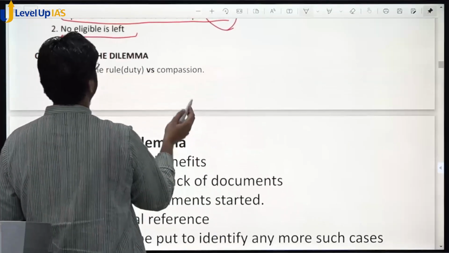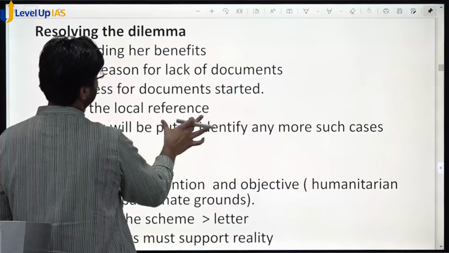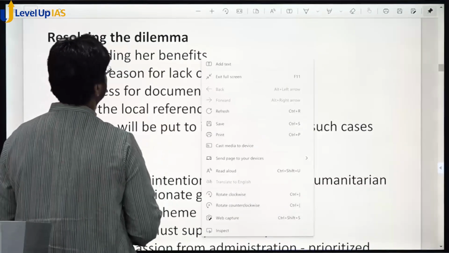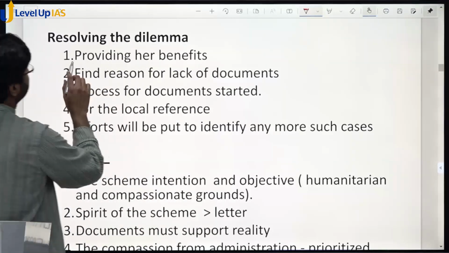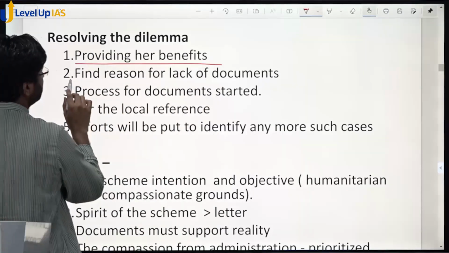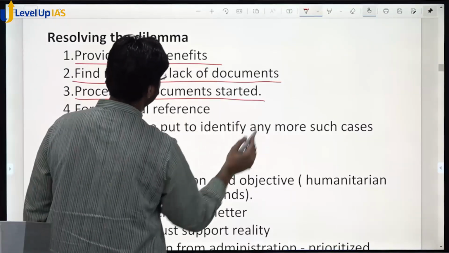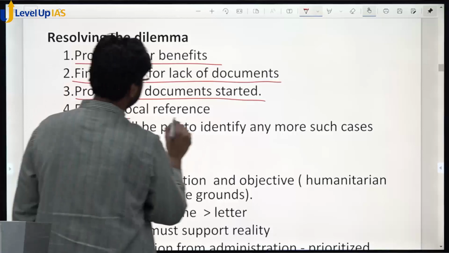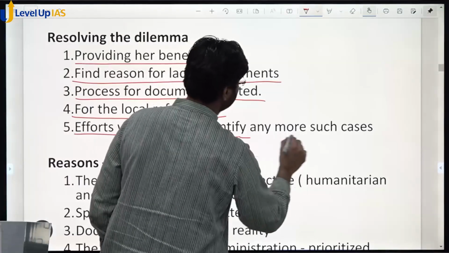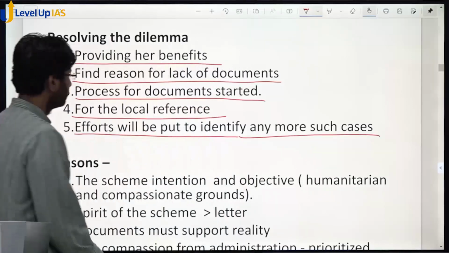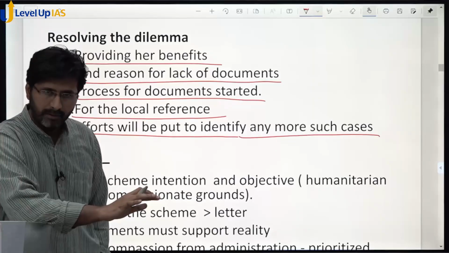So this is the dilemma: compassion and duty. Now, resolving the dilemma. Provide her benefits, find the reason for lack of documents, start the process for the documents, use local references, and put in efforts to identify any more such cases. So yes, there is a way of resolving this dilemma. How?